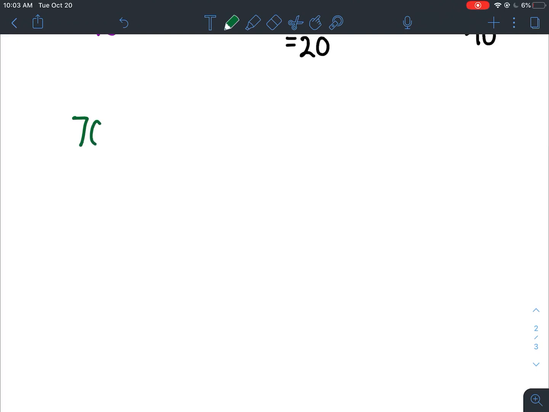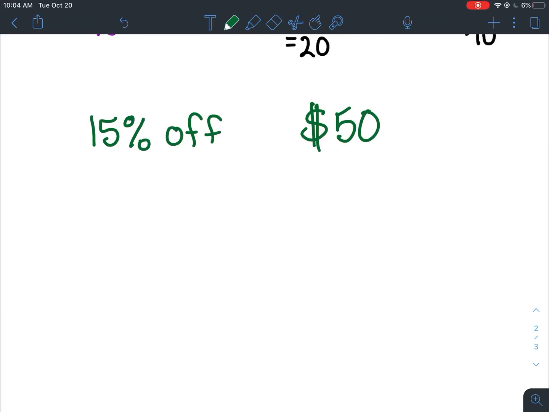Okay, so let's just do one more the quick way. Let's do it in terms of money. Let's say you had a sale and it was 15% off, and you wanted to buy this cool backpack that was $50. And you're like, ooh, I get 15% off. Awesome. What is 15% of 50? So you'd have to change the percent to a decimal. So 0.15 multiplied by 50. So we can figure out what is 15% of 50.